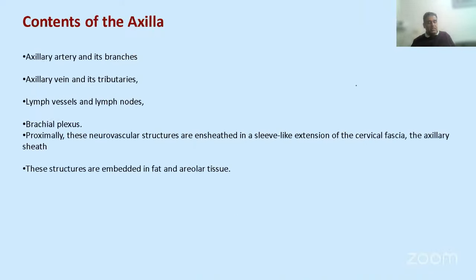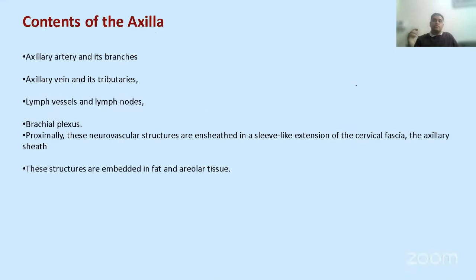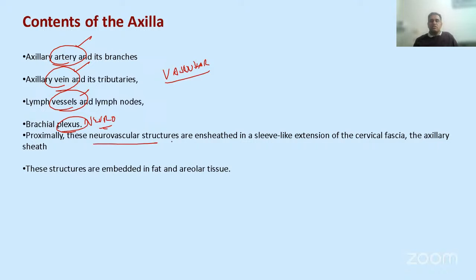Contents of the axilla. So this comes as a separate enumerated question. We have seen the axilla over here, this green shaded area. What does it constitute of? Artery, correct. Vein, correct. Lymphatics, correct. So that is the vascular part. Then here the brachial plexus, that is the neural part, neurovascular. Proximally, these neurovascular structures are ensheathed in a sleeve-like extension of the cervical fascia, the axillary sheath.